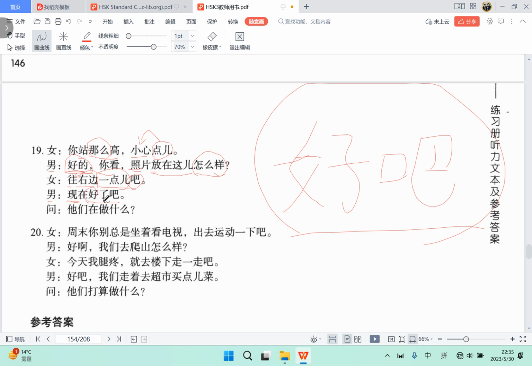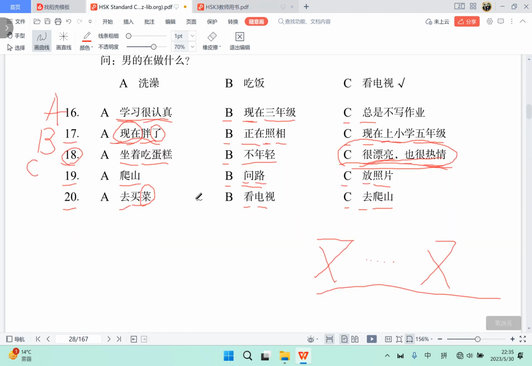So 好 and 了 indicate the change is better, is okay now, right? Okay, question: 他们在做什么? What are they doing? 放照片, so 放照片, right? So this one we choose C.